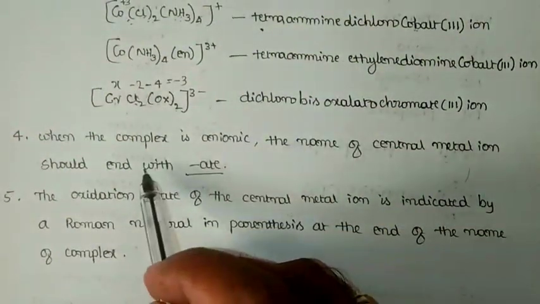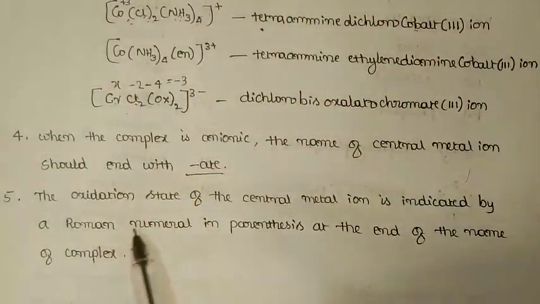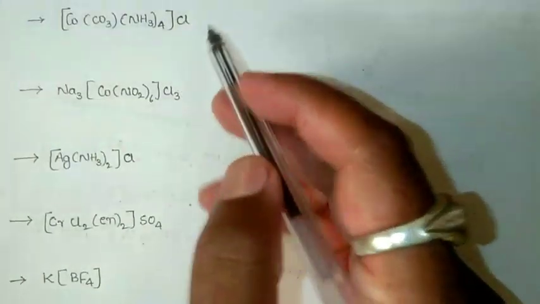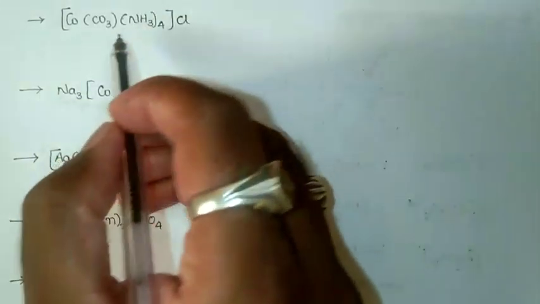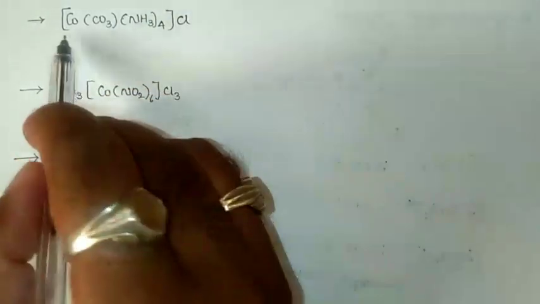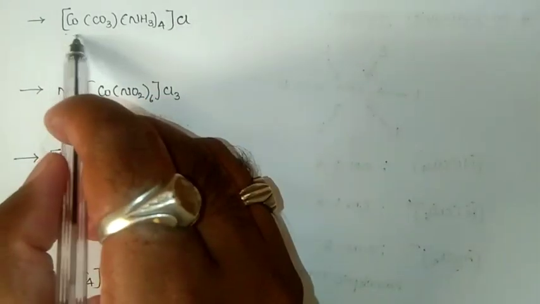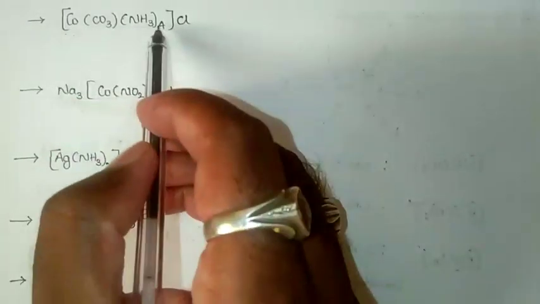So now we shall apply all these 5 rules, and we shall see the name of a coordination complex provided with both coordination sphere and ionic sphere. Here we have a few complex compounds, and we shall try to give names for them. In this complex, first we have the coordination sphere followed by the ionic sphere Cl. The coordination sphere is the cation and Cl is the anion. So first we should give the name for the cation.